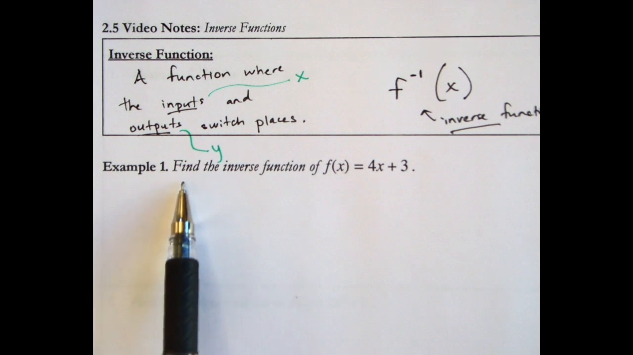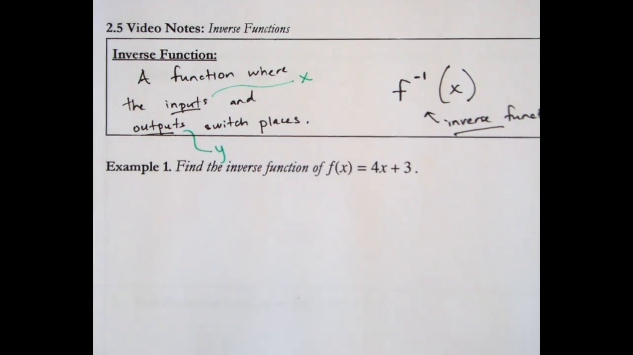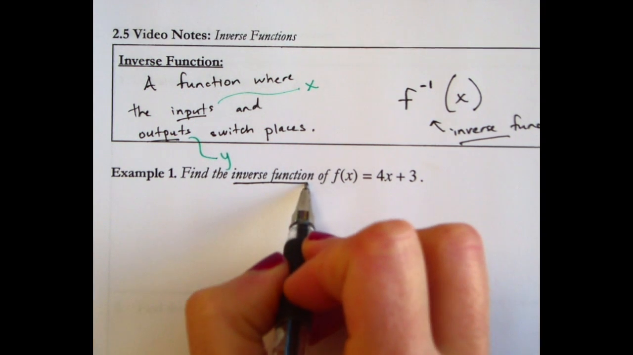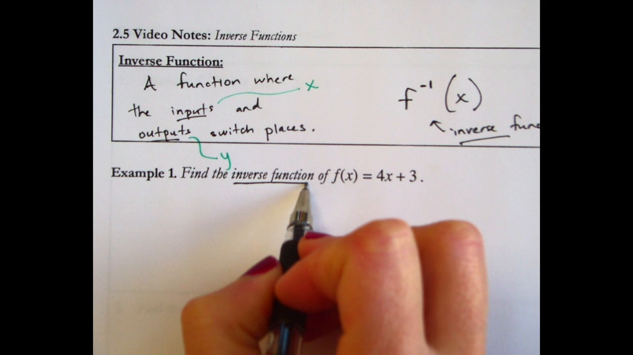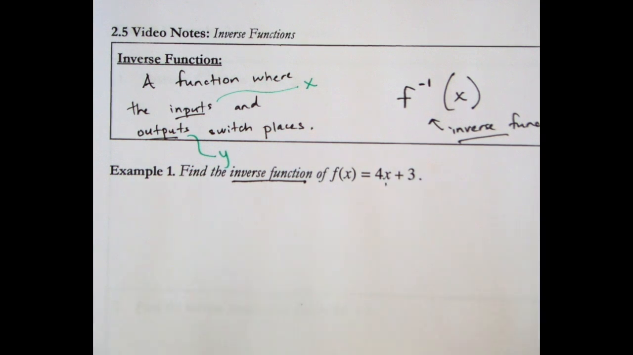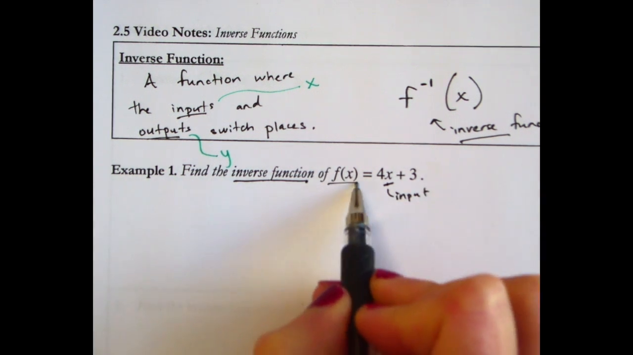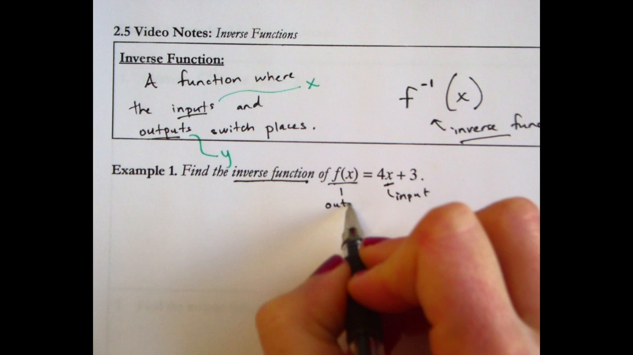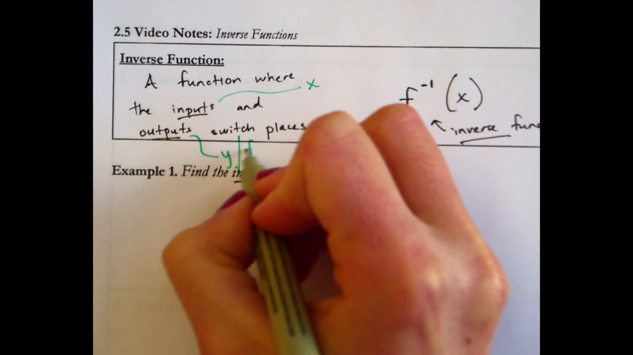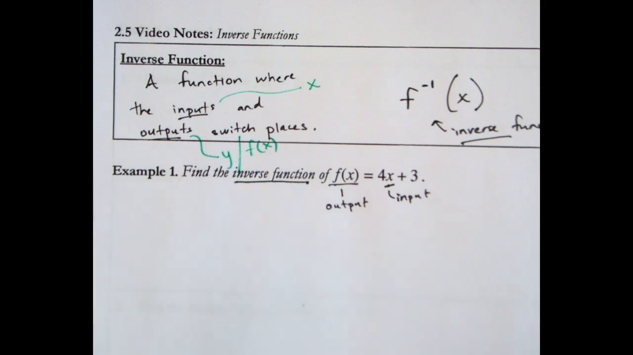So, example 1, find the inverse function of f of x equals 4x plus 3. I know I'm going to be trying to find an inverse function, so I know my x and my y, or my inputs and my outputs, are going to switch places. A little bit confusing because I can see that I have an x here, so it's pretty clear that this is my input. And I can see this f of x over here is going to be my output. We also know y is the same thing as f of x. So sometimes our output is represented by y, sometimes output is represented by f of x.